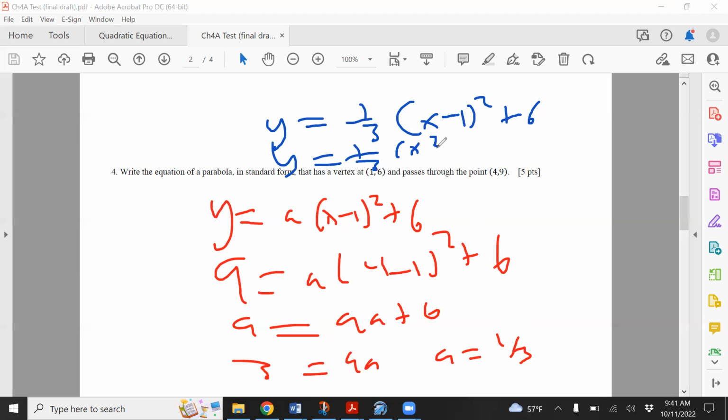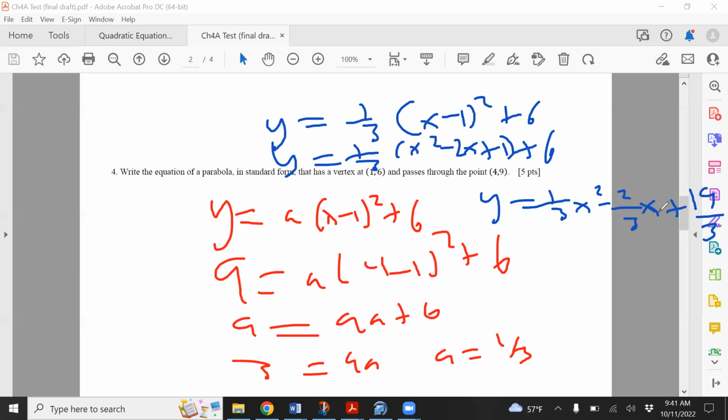That's just x squared minus 2x plus 1. You guys have done it many, many times. I know you guys have. Distribute, combine like terms. So you get 1/3 x squared minus 2/3 x plus 1/3 plus 6, which is plus 19/3. You could leave that as an improper fraction, or 6 1/3 if you want to do a mixed number, I don't care. Or 6.33 if you want to do decimal, that's fine too. But that's number 4.